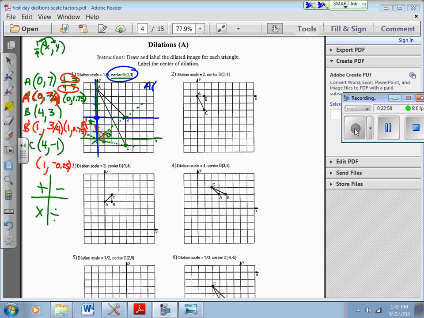A would really be at 0, 4. B would really be at 4, 0. And C would really be at 4, -4.